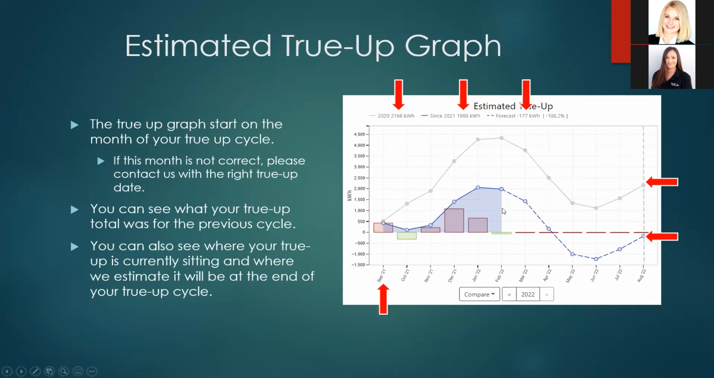So this estimate is not always accurate because it depends on your consumption habits. If you follow the same consumption habits, this will be fairly accurate. But if something does change, such as getting an electric vehicle or having somebody else move into the house or somebody moving out of the house, that can definitely fluctuate and will reflect better on your following year's estimated true up cycle. And the further you are into your cycle, the more accurate this will be as well.